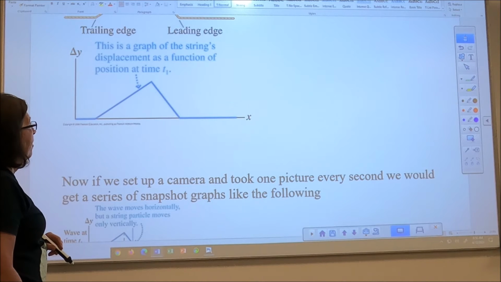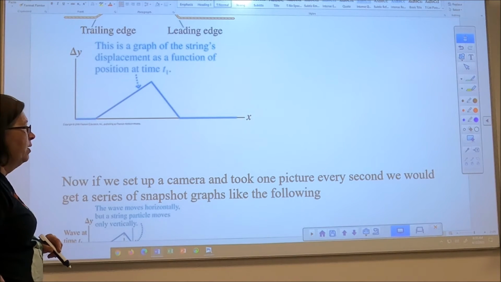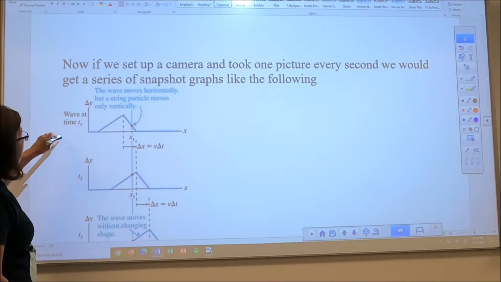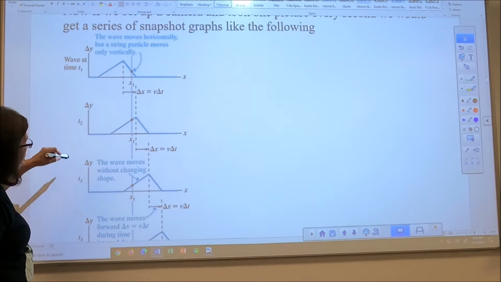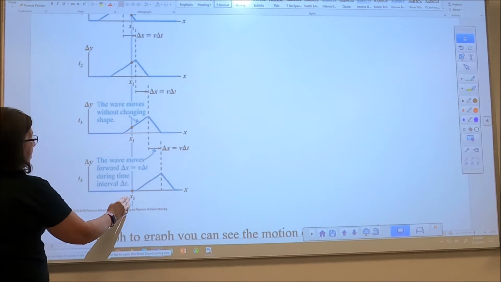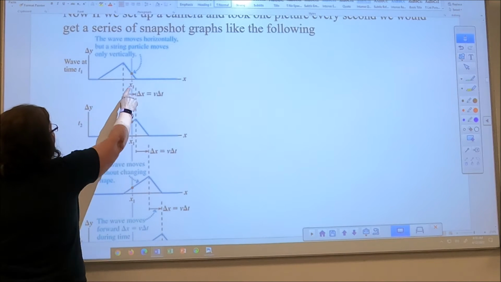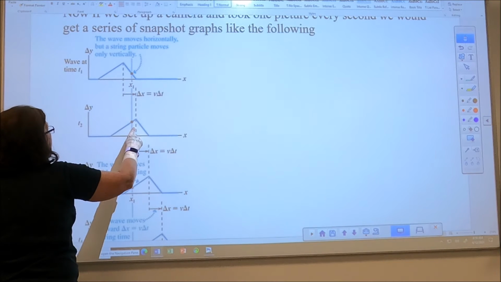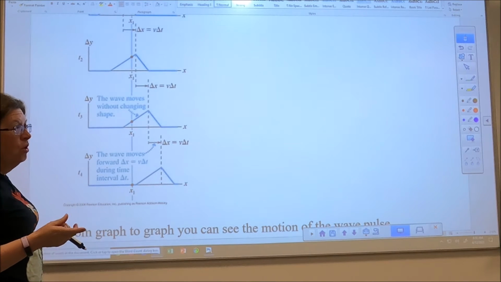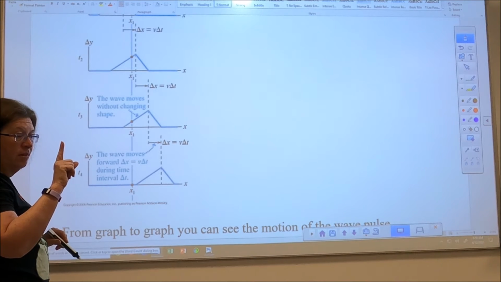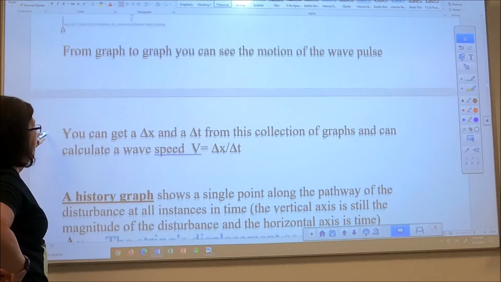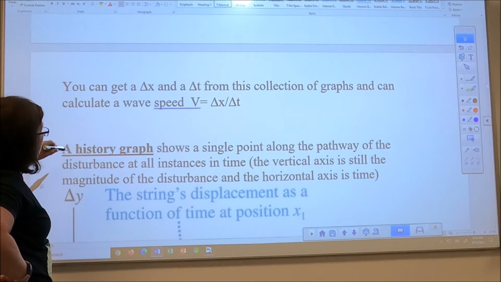Okay? Now, if we were to set up a camera and take a picture every second, we get a series of snapshot graphs that would look something like the following. So here it is at time t1 and time t2 and time t3 and time t4. So you can see the wave pulse keeps moving. Now, let's think about our position x1 here. So notice where the disturbance is at time t1, t2, t3, and t4. Okay? If we now look at just a single location in space, and we look at it over time, we get a history graph. Okay? So we're going to look at a history graph in a second.